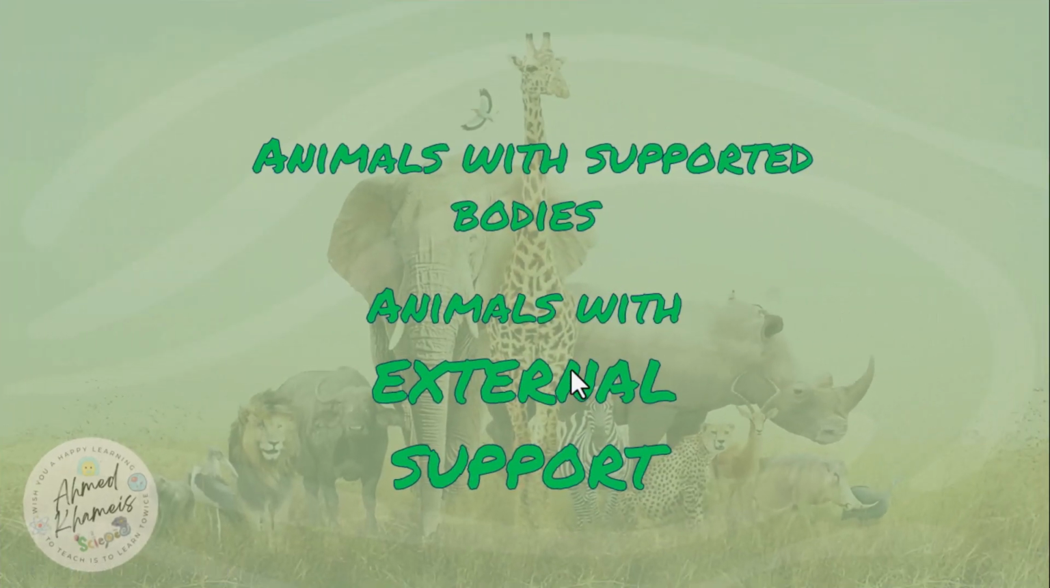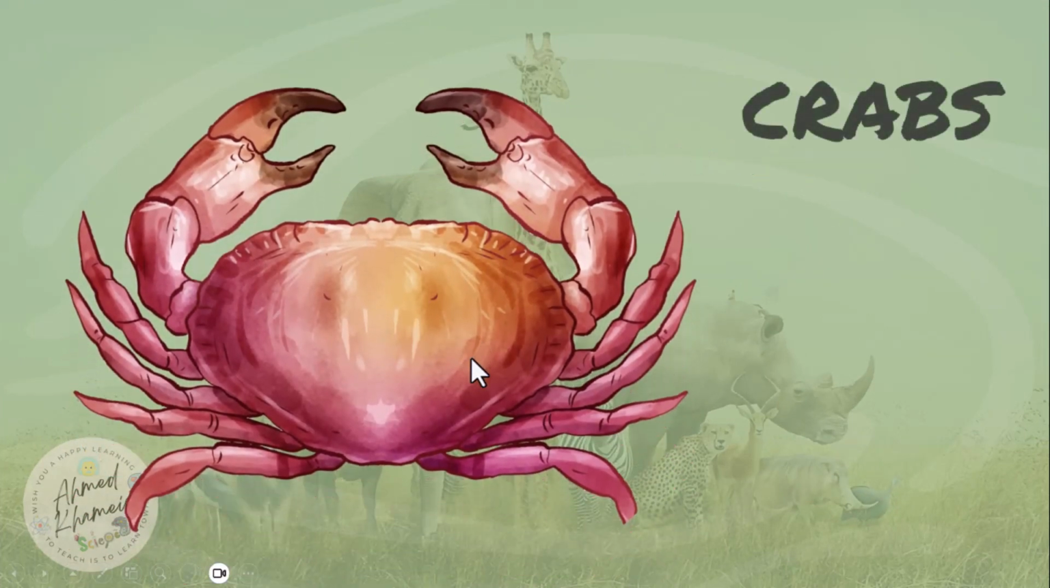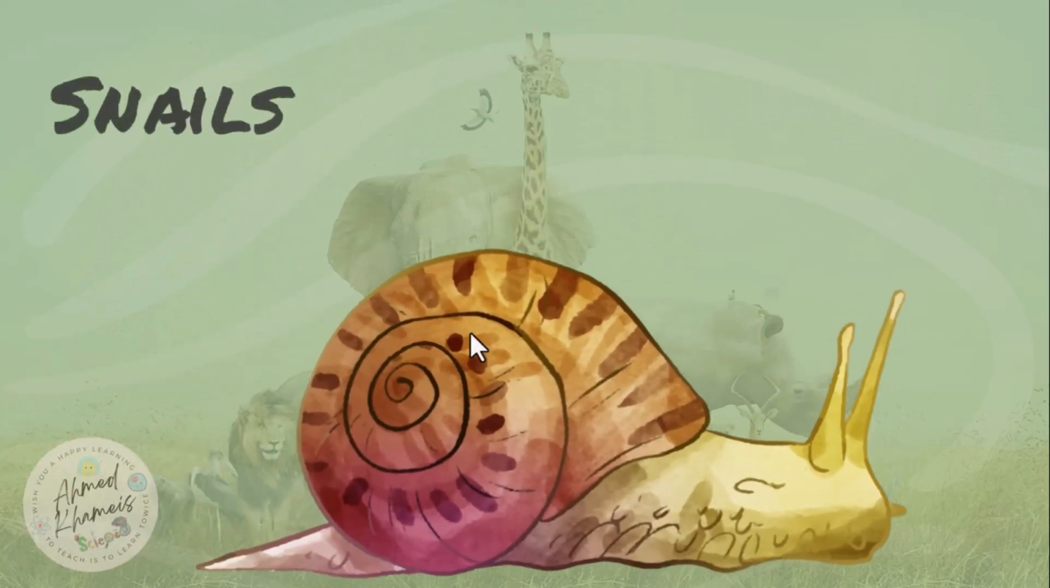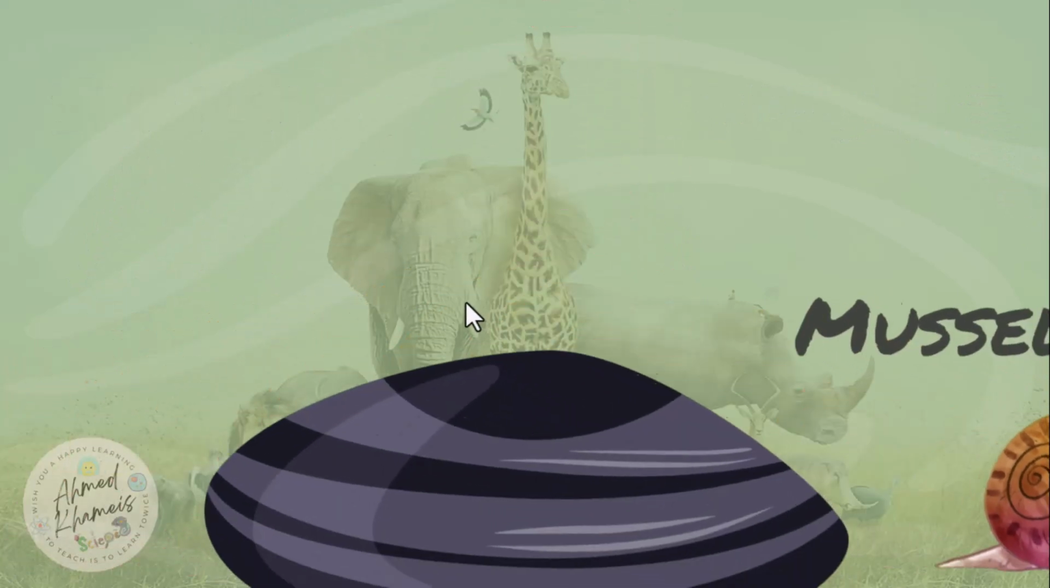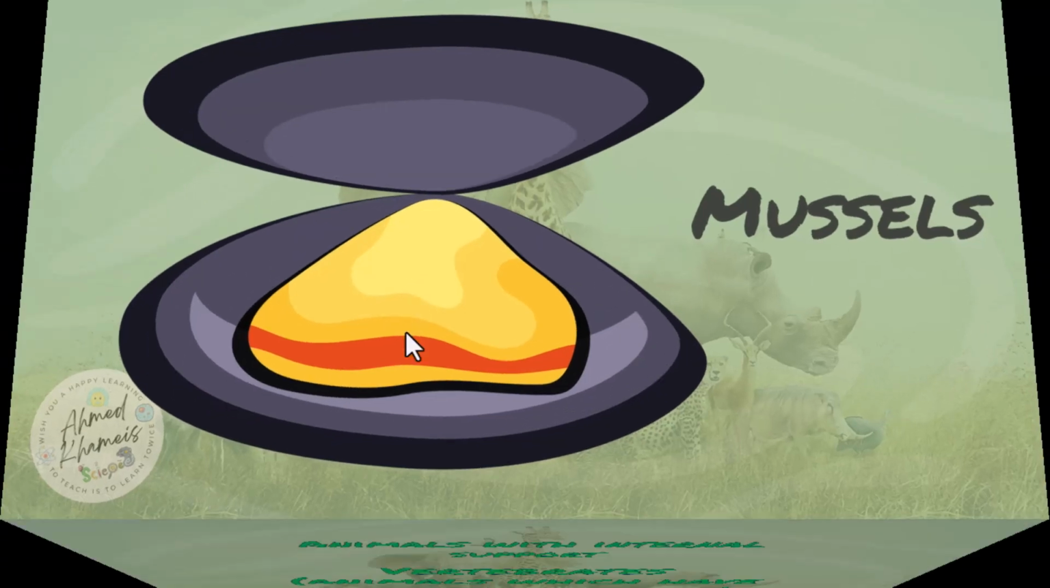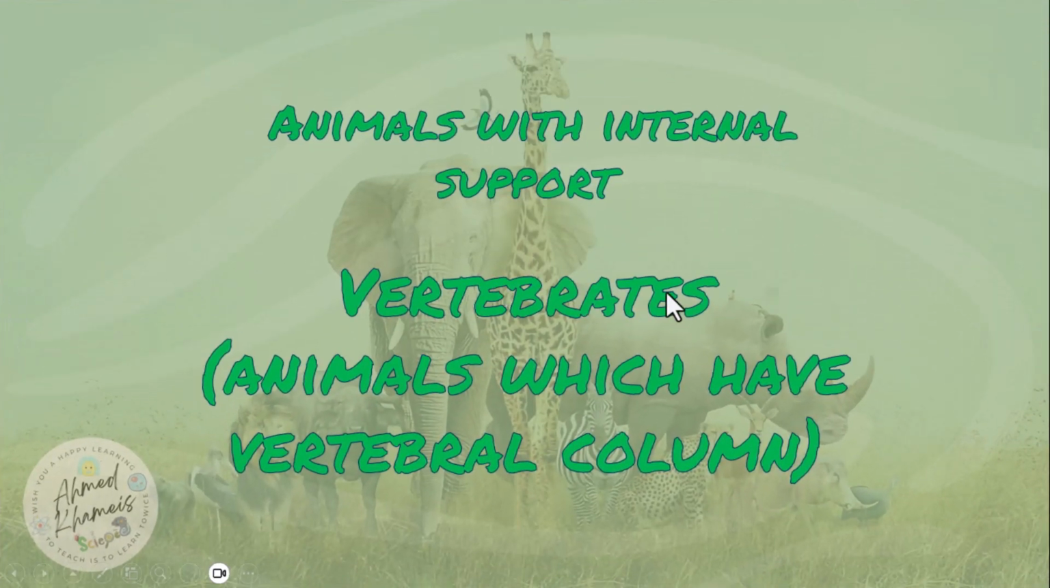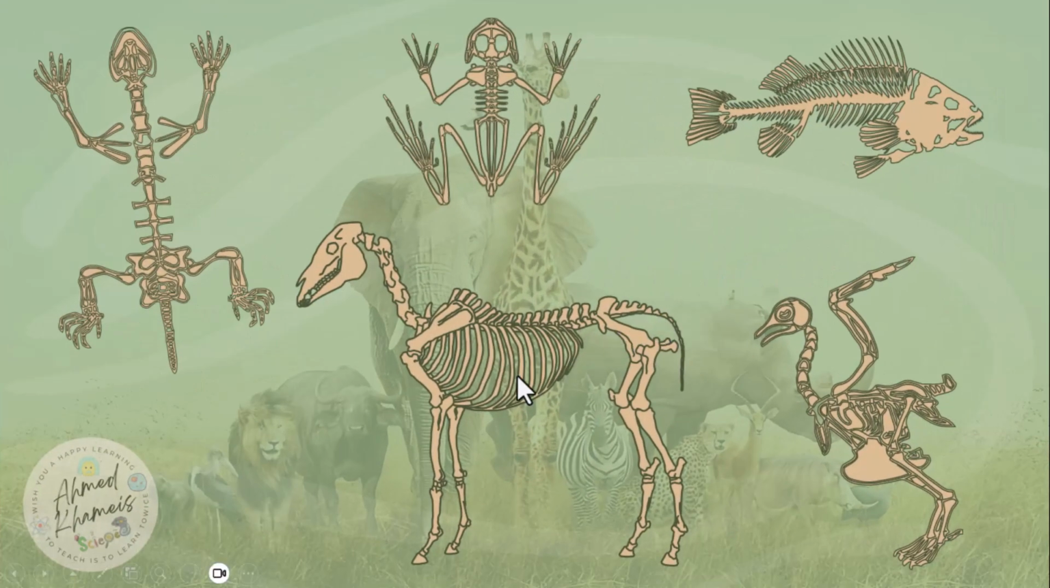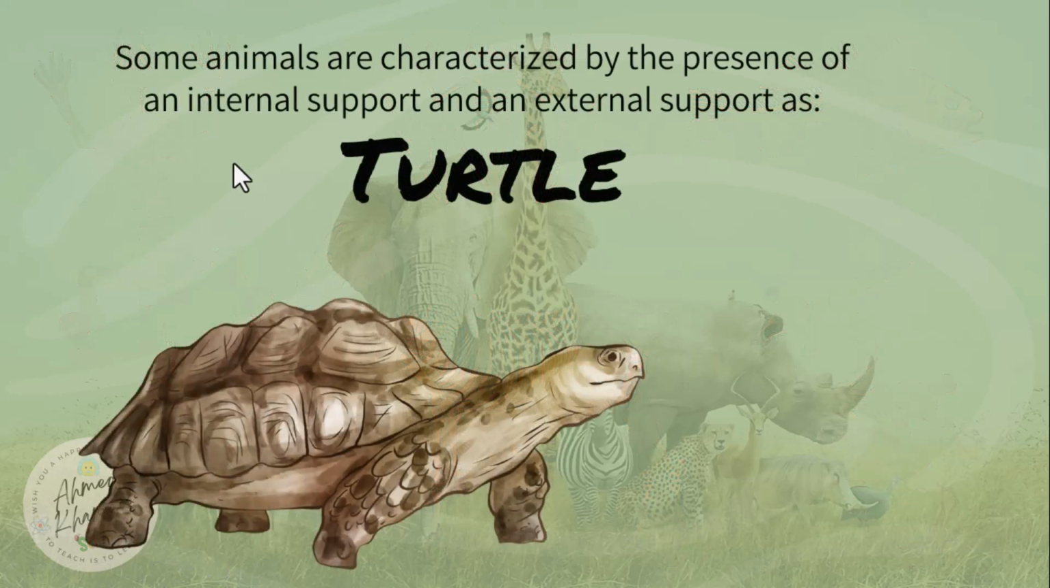We have animals that have external body support, like crabs, snails, and mussels. And we have animals we call vertebrates, which have an internal vertebral column, like horses, frogs, fish, birds, and lizards. And some animals are characterized by the presence of an internal support and an external support, like turtles.